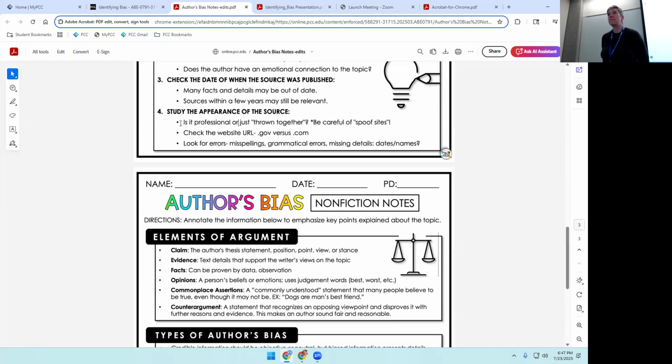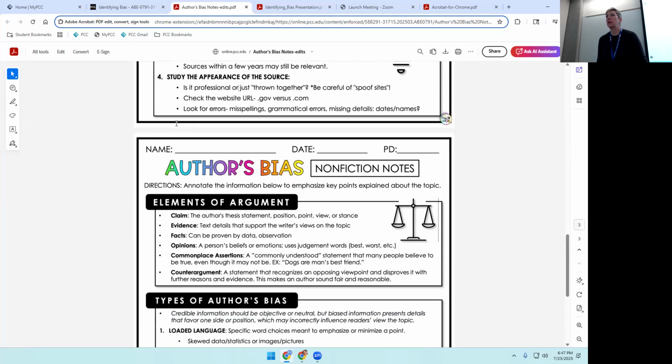The second one is check the website URL. .com versus .gov. That never occurred to me to check. It's quite useful to check .gov if it's really government, or .org is an organization, a nonprofit organization. EDU at the end is from a school. So there can be a little bit of difference.